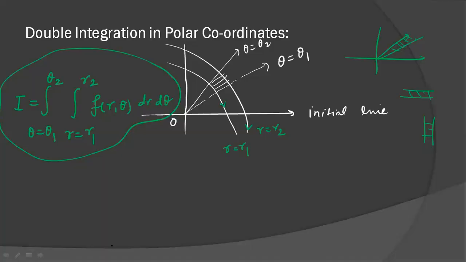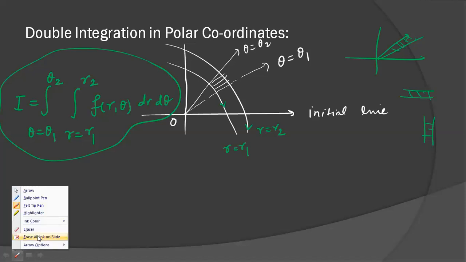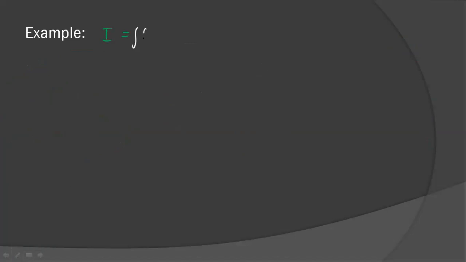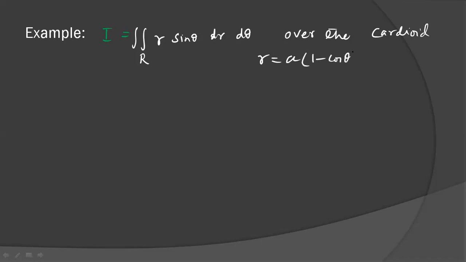Let's see one example based on the polar system. Integrate the double integration over the region of r sine theta dr d theta over the cardioid r equal to a(1 minus cos theta) above the initial line.